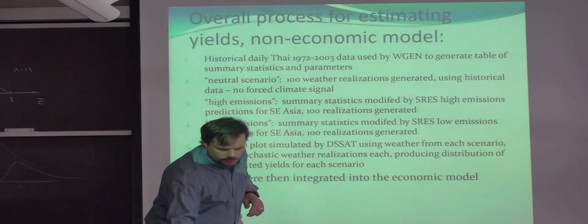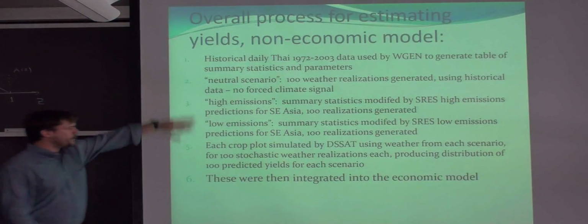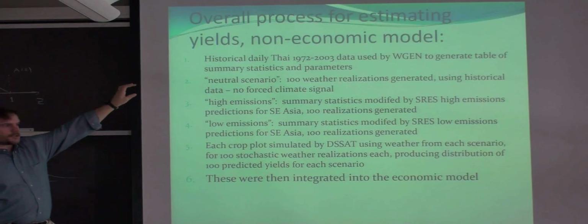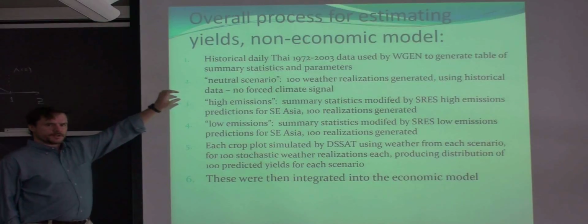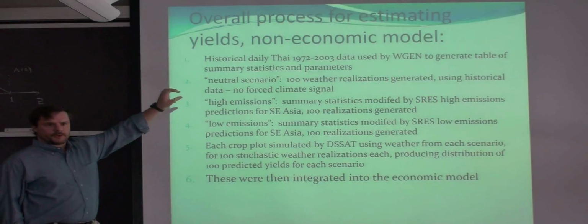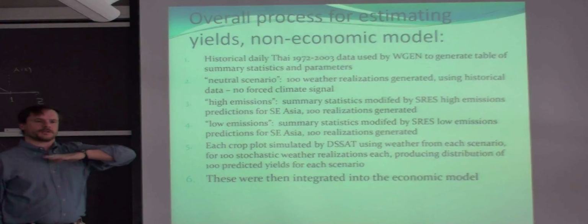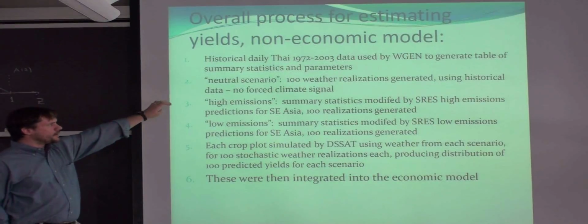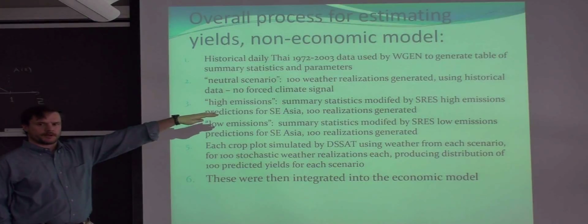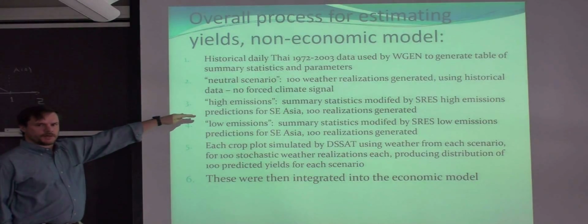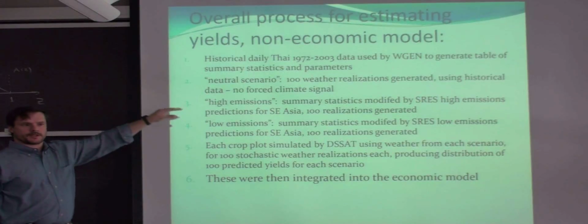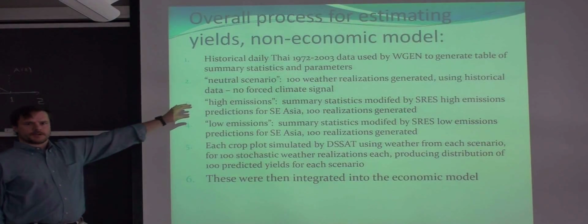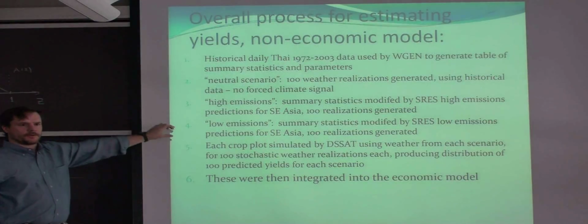So this is a summary of the process. We start with the historical data and generate a large table of summary statistics. We then ran 3 different scenarios. The first is what we call neutral, where we have no climate change. We just take the historical parameters and assume that they extend, so there's no forced climate change signal. Then we modified the table according to predictions from the SRES scenario for the ensemble mean AOGCM models, modified those for predicted offsets for Southeast Asia for the 2040 to 2069 time period, and generated stochastic realizations off of that. We did the same for the low emissions.